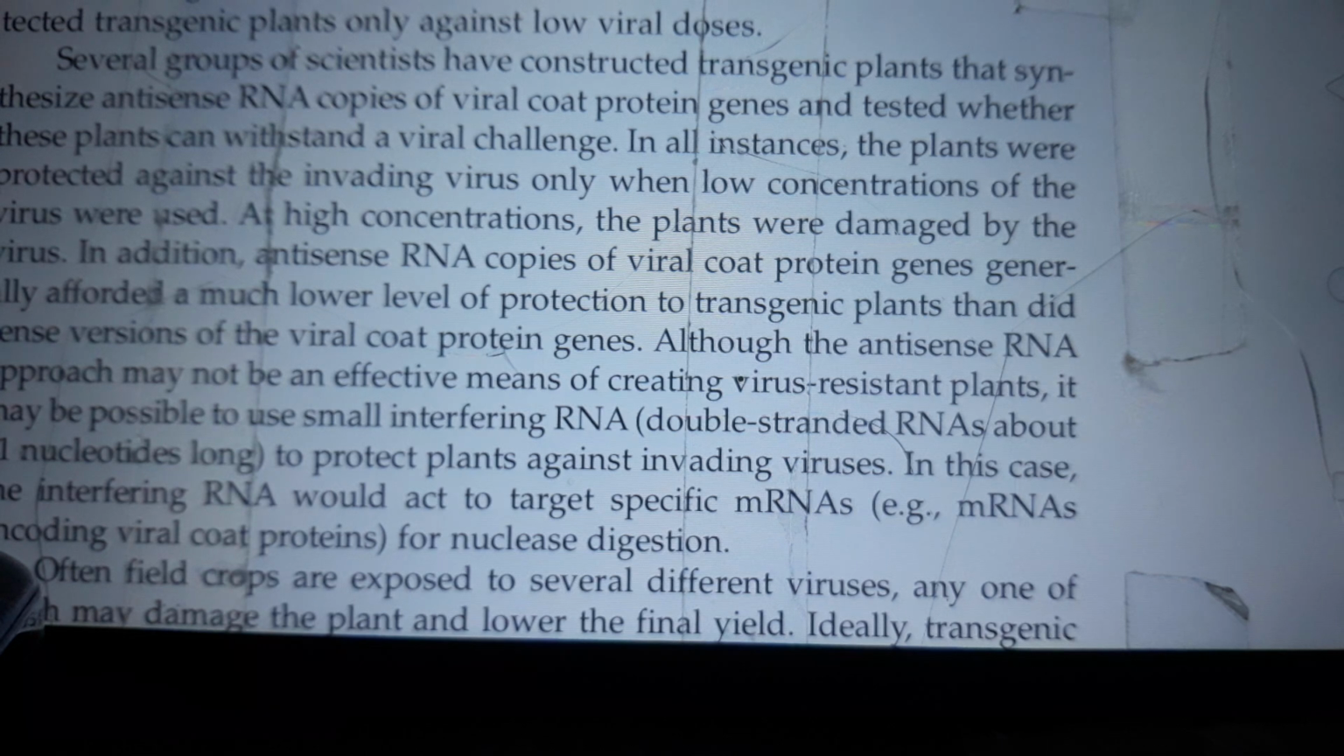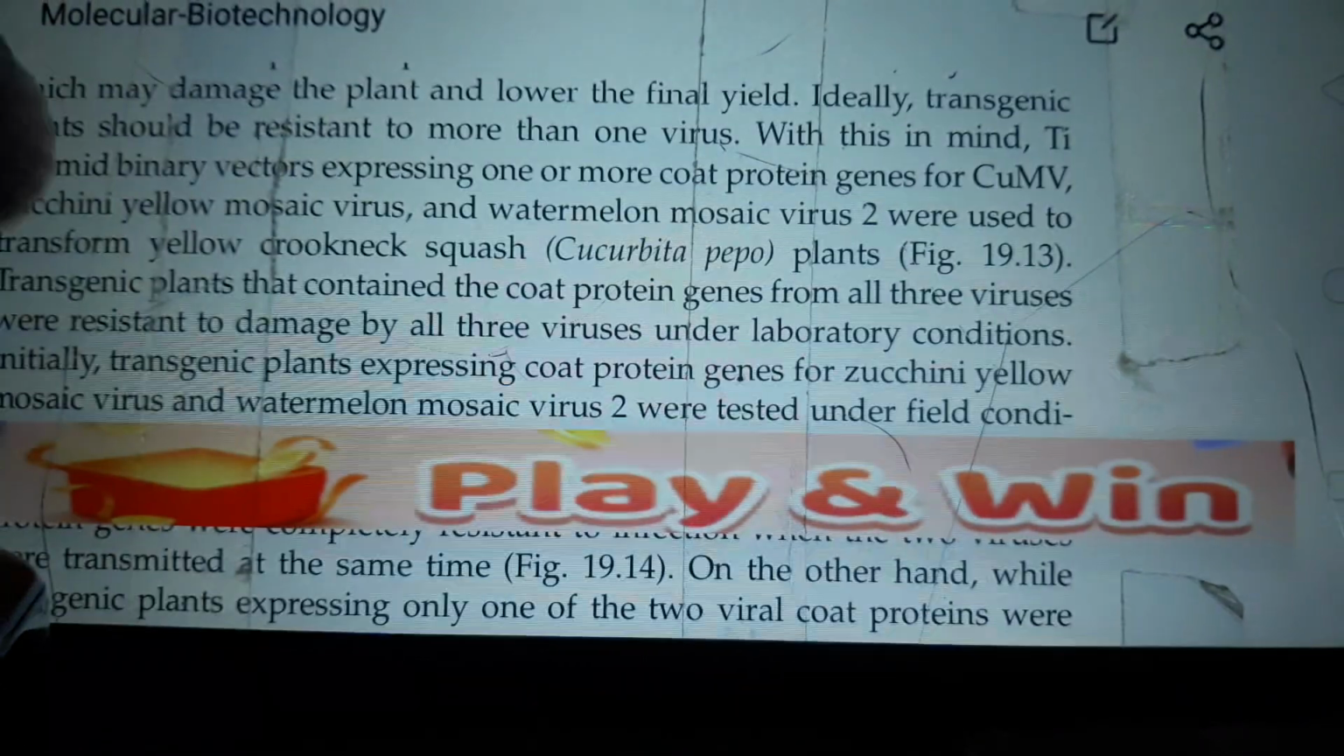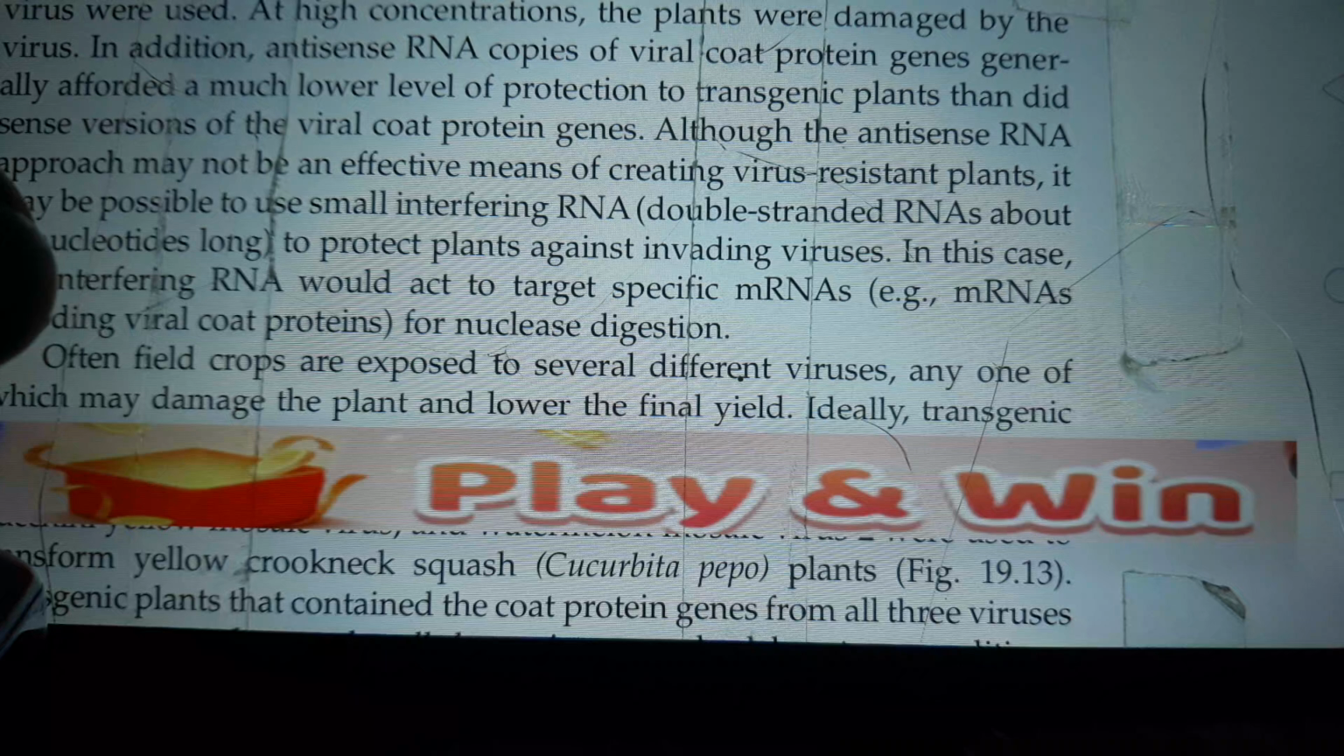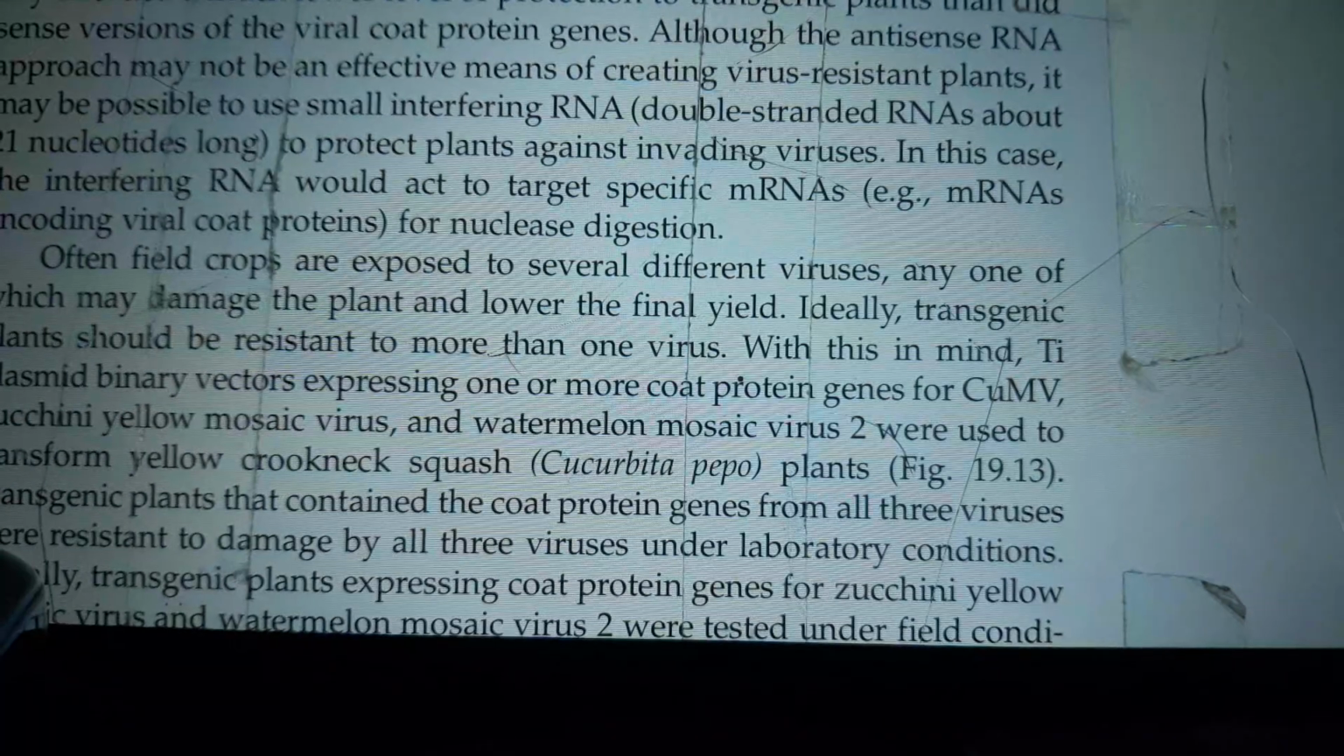In addition, antisense RNA of viral coat protein genes generally afforded a much lower level of protection to transgenic plants than the sense versions of the viral coat protein genes, so the antisense RNA approach may not be an effective means of creating virus-resistant plants. It may be possible to use small interfering RNAs, double-stranded RNAs about 21 nucleotides long, to protect plants against invading viruses. In this case, the interfering RNA would act to target specific mRNAs, for example mRNAs encoding viral coat protein, for nuclease digestion.